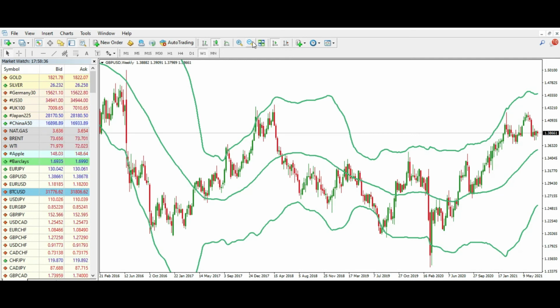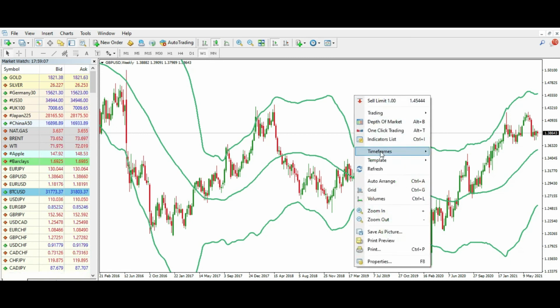It's 50 periods with 2.5 standard deviation, and that means the upper band is created when we add 2.5 standard deviations to the 50-day simple moving average, the middle band is the 50-day simple moving average, and the lower band is the 50-day simple moving average minus 2.5 standard deviations. So this is the very simple way we can look at it.